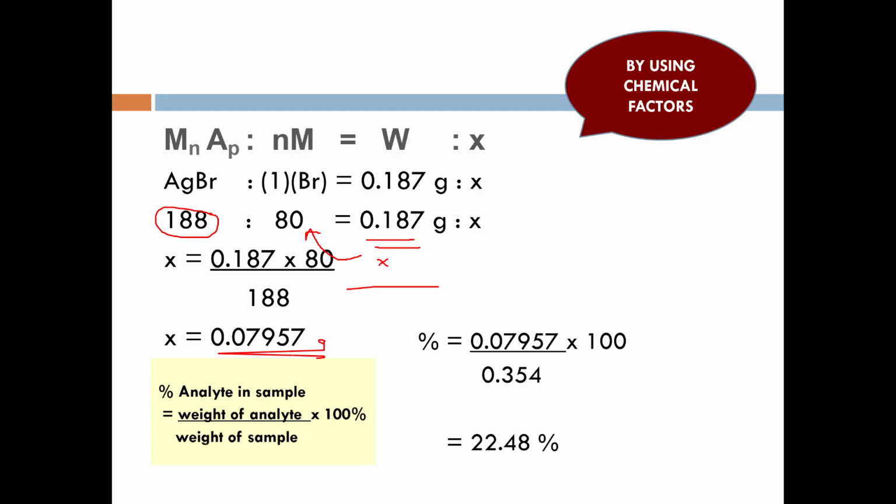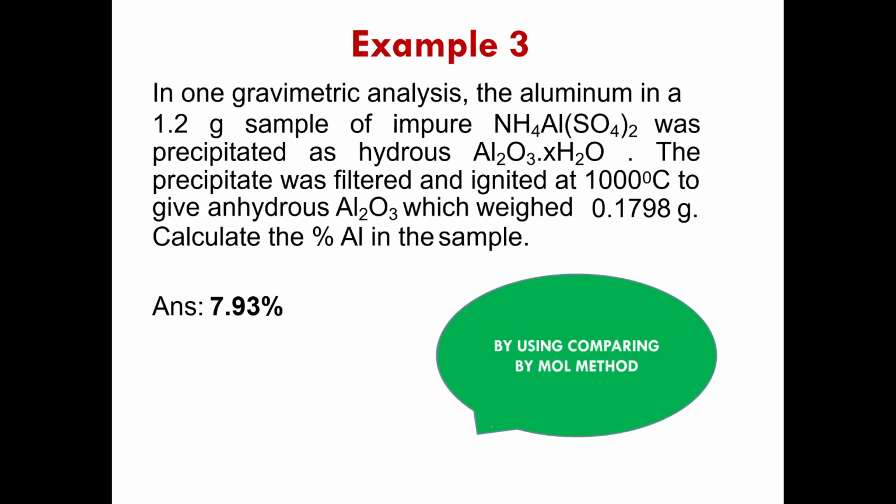So this is the x value, in the unit of gram, and x is the mass of analyte. So for the percentage of analyte in the sample, you can calculate the same as with the gravimetric factor, which is the mass of analyte divided by the mass of sample, and then multiply by 100%. So you get the same answer, which is 22.48%. And this is example number 3.